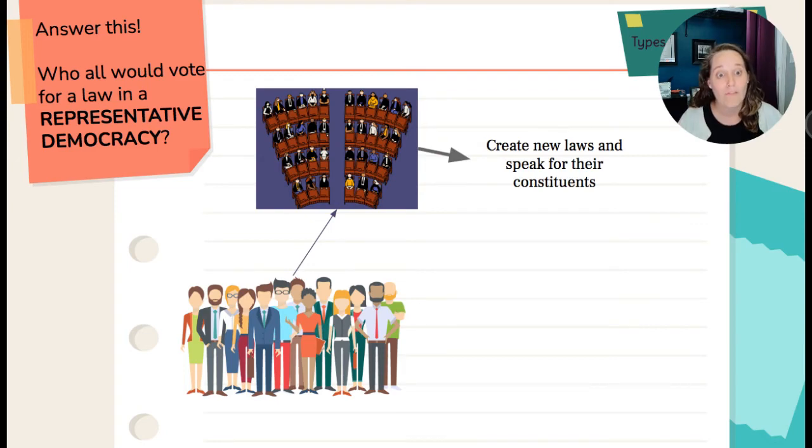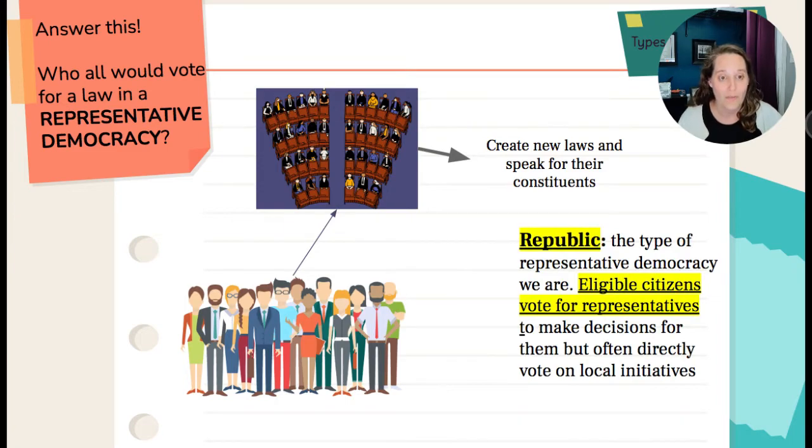At the bottom of your notes, you're going to notice a spot for you to write the term republic. You only need to write this highlighted portion here. A republic is a government where only eligible citizens get to vote for representatives. We are actually a republic. You have to be an eligible citizen in order to vote. You right now are not eligible unless you are 18. You are not eligible to vote because you have to be 18 to vote in the United States.